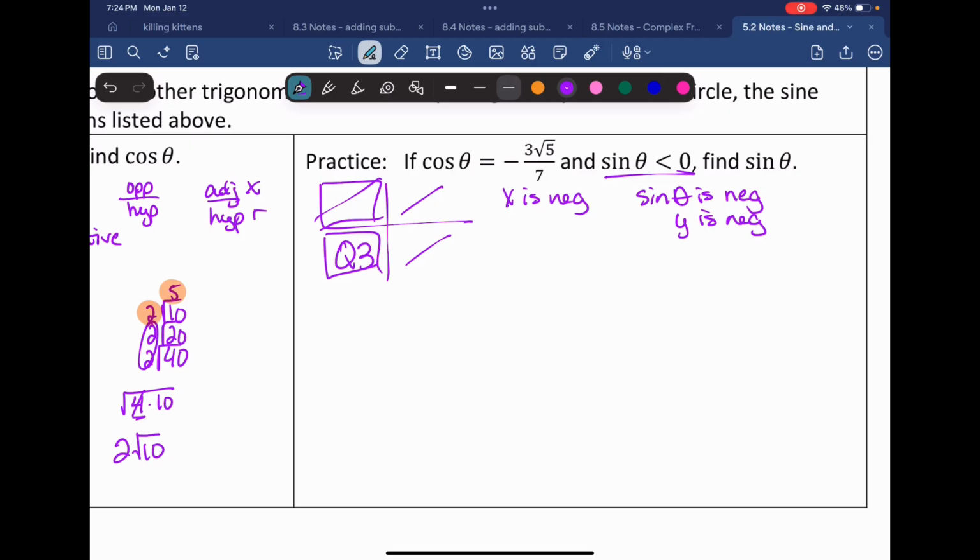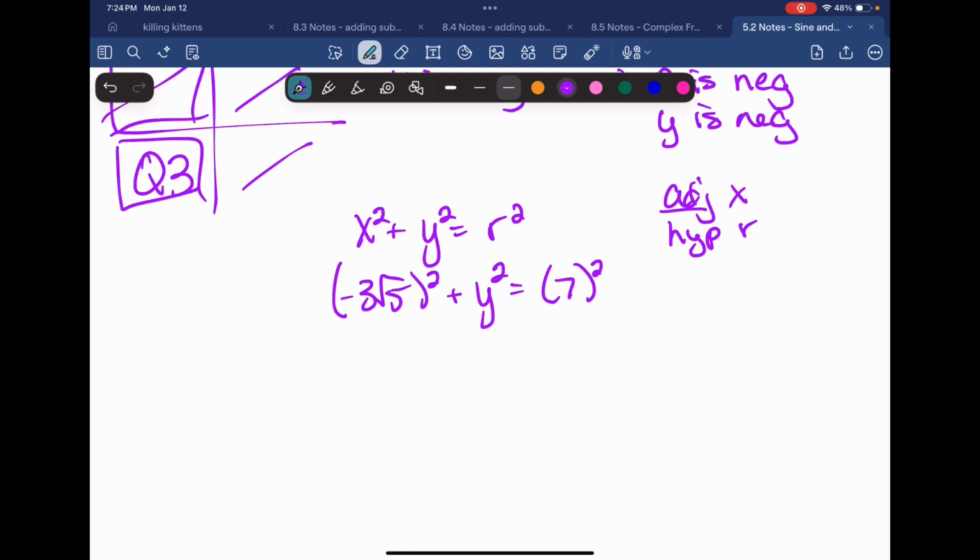All right, well, cosine is adjacent over hypotenuse. So that is x over radius. I need the y. So x squared plus y squared equals radius squared. So x is negative 3 root 5 squared plus y squared equals radius squared. All right, so this is going to be negative 3 root 5 squared, which is 9 times 5, which is 45.